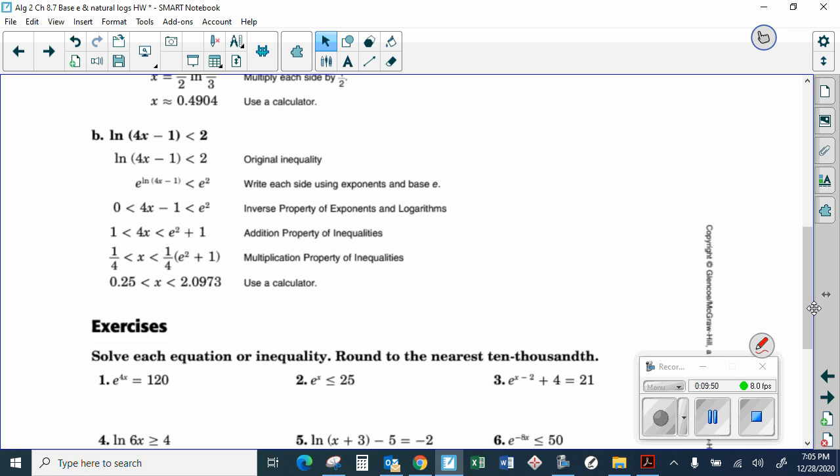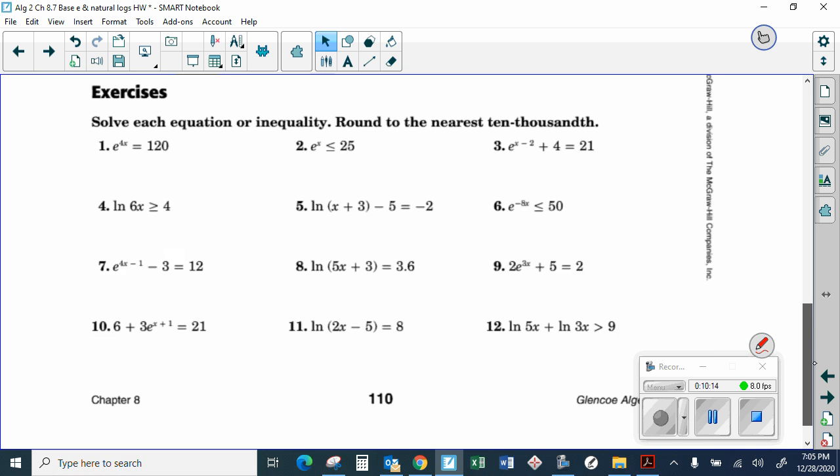So we solve that. Add the 1 across, add the 1 across. So you get that. Last step, divide by 4 on both sides. And you get that right there. Now plug in the calculator and you get that right there. Again, they're going to the 10,000th spot for the decimals, if it goes out that far.